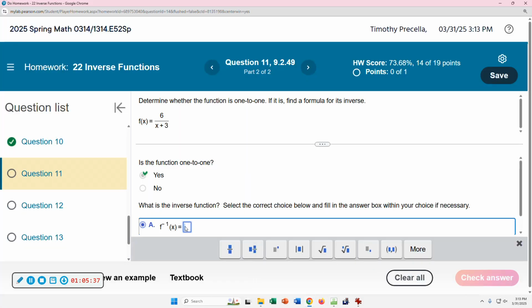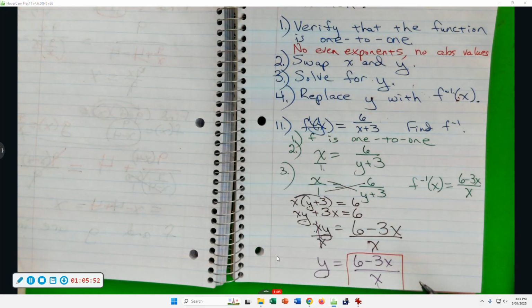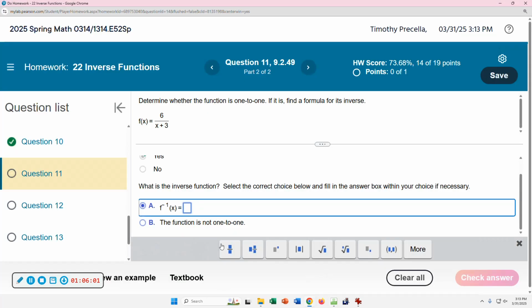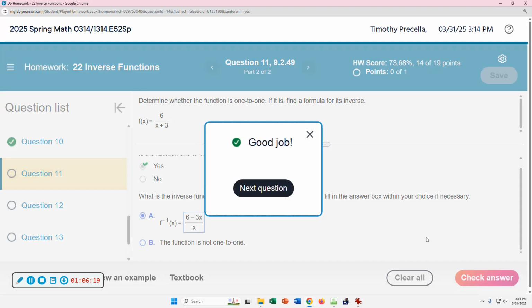So f inverse of x, what's he going to click first to type in 6 minus 3x over x? What will he type in first? Let him look at my answer again. You're asking, how do you type in this fraction? The first thing you have to use is the fraction bar, and then on top, 6 minus 3x, and on bottom, just an x. Any questions there?